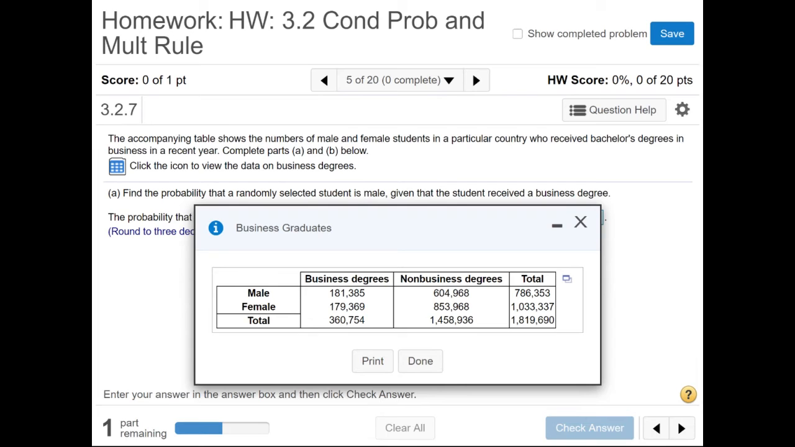So on your probability statement, that's going to look like the probability that they're male given that they received a business degree. Now remember, the given, like this thing already happened. So if we're given that they already received a business degree, look at the people that received business degrees.